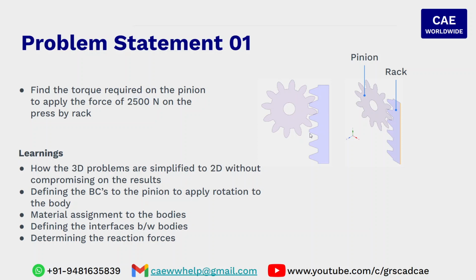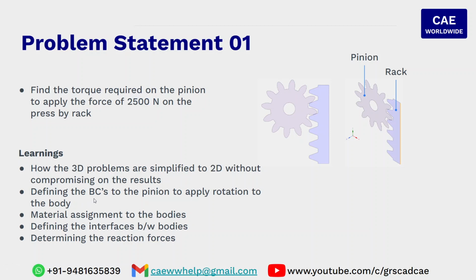By solving this problem, we are going to learn how 3D problems are simplified to 2D without compromising on the results. The geometry on the right hand side, what we see, is surface bodies. So why are only surface bodies considered if the physical problem has a 3D nature? We are going to understand more about this, and how this 3D problem is converted to 2D, and the results will not be compromised whether it is a 3D or a 2D analysis.